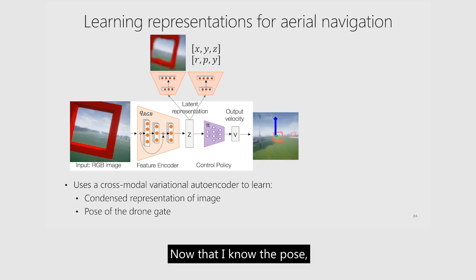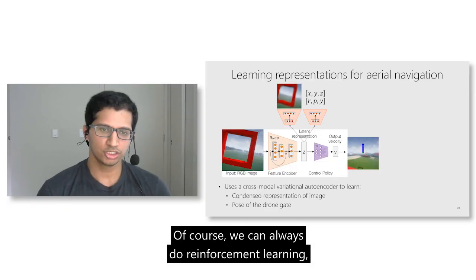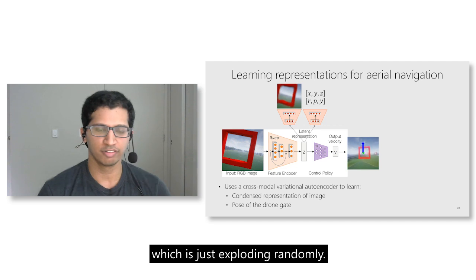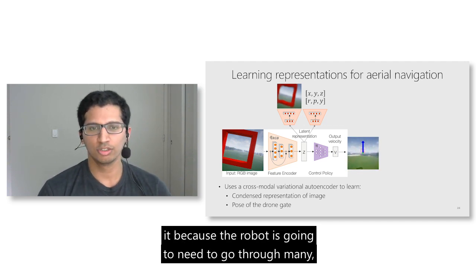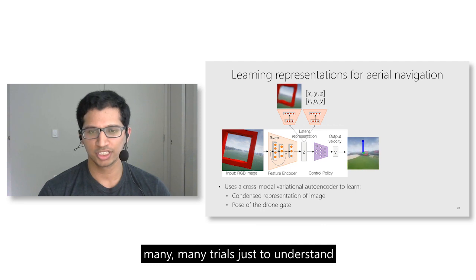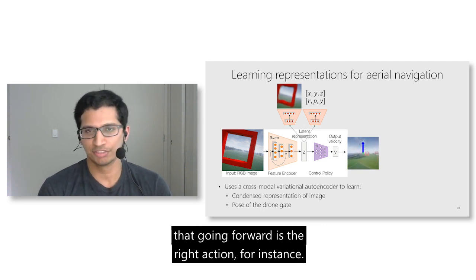Okay, so now that I know the pose, how do I learn actions? Of course, we can always do reinforcement learning, which is just exploring randomly, but it's not very sample efficient if you think about it, because the robot is going to need to go through many, many trials just to understand that going forward is the right action, for instance.